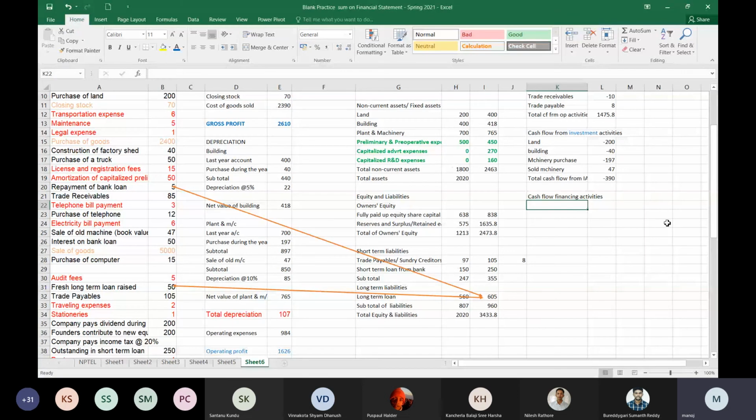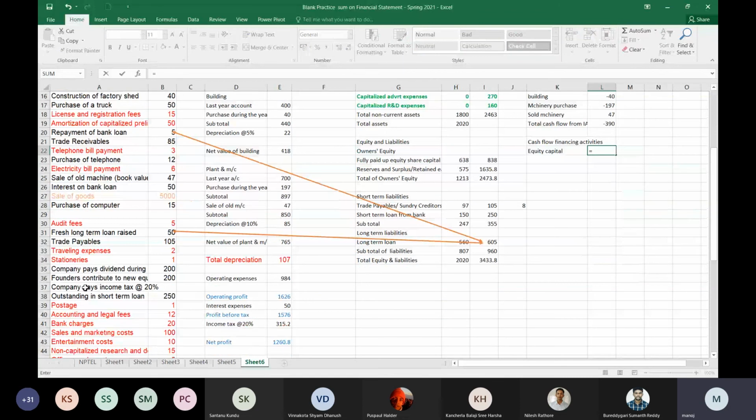So let us write equity capital. Reserves and surplus does not come here. So it is equal to, if we have brought in any new equity, founders' contribution to new equity, this. So this money has come in, that is why this is positive. Long-term bank loan.